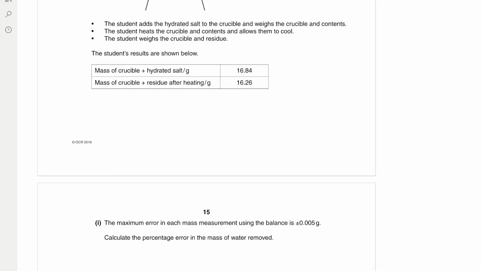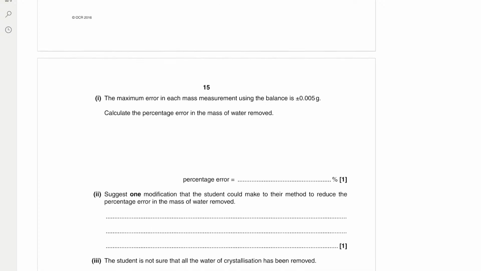So they're asking us what the maximum error on each mass measurement using the balance is. They're asking us to calculate the percentage error using that maximum error. So the formula for percentage error is the uncertainty in each measurement times the number of measurements over the smallest measurement.